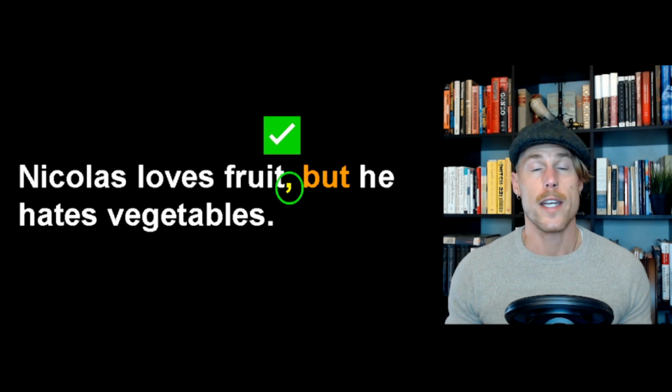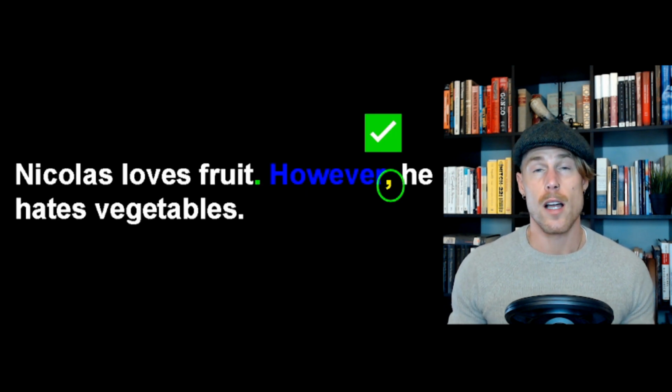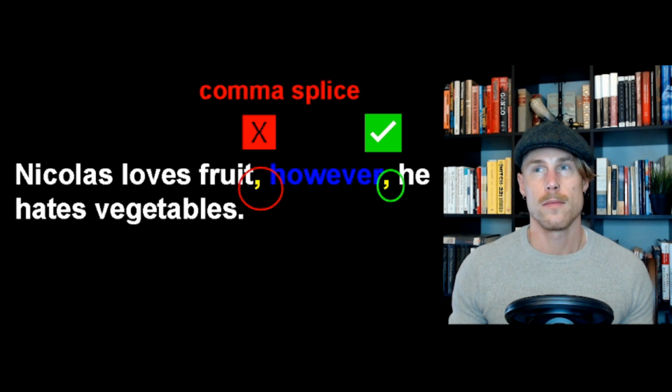Also, we can use a comma and a conjunction. Nicholas loves fruit, comma, but he hates vegetables. Or Nicholas loves fruit, period. However, comma, he hates vegetables. But if I use a comma before however, it's a comma splice. So it's incorrect.